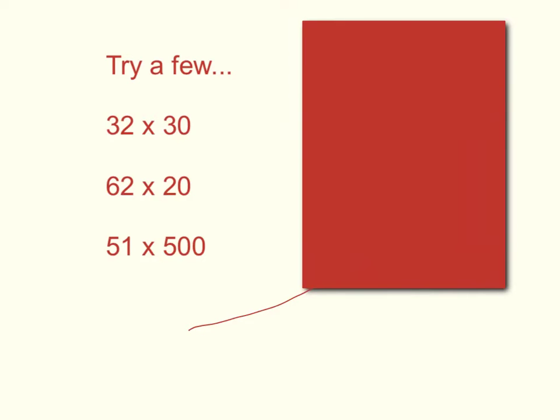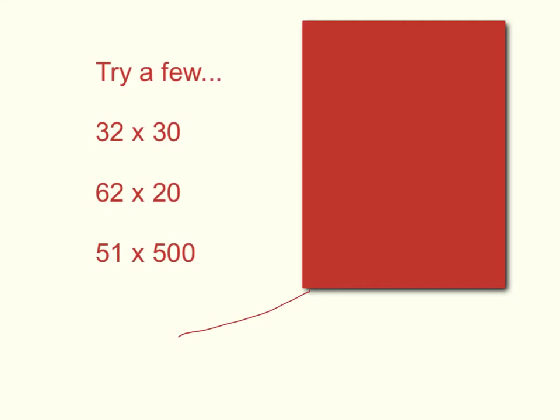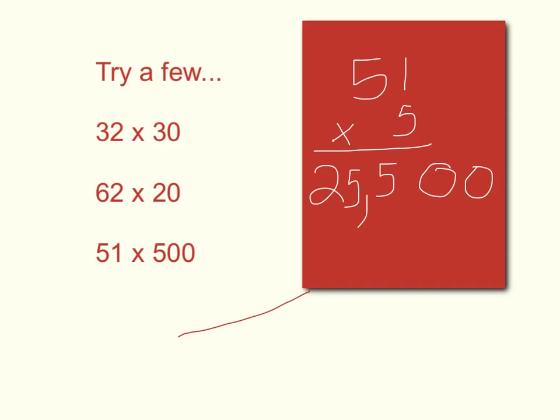by using the same strategy. So we have 51. Oh, my pen is not working. Here we go. Let's try that. 51 times 5. Here we go. Our 2 zeros are both going to roll off. Not 1, but 2. So 1 times 5 is 5. 5 times 5 is 25. And our answer is 25,500.